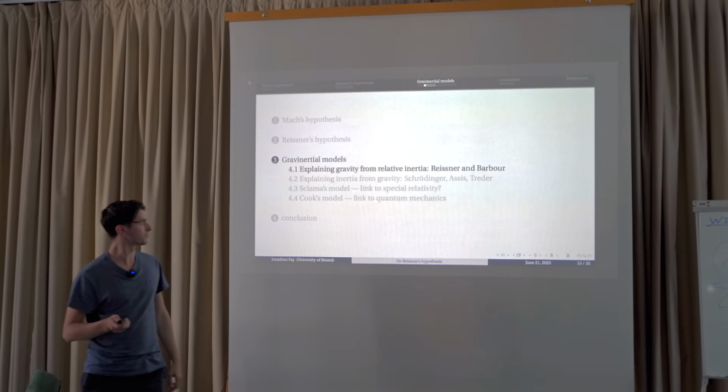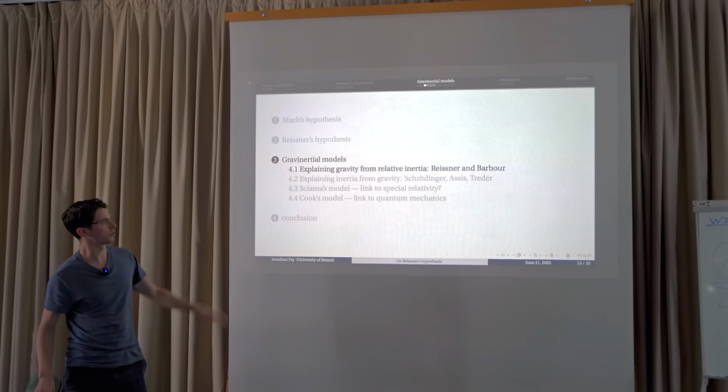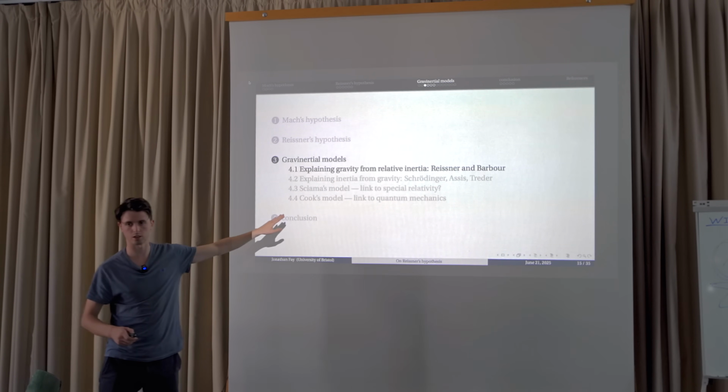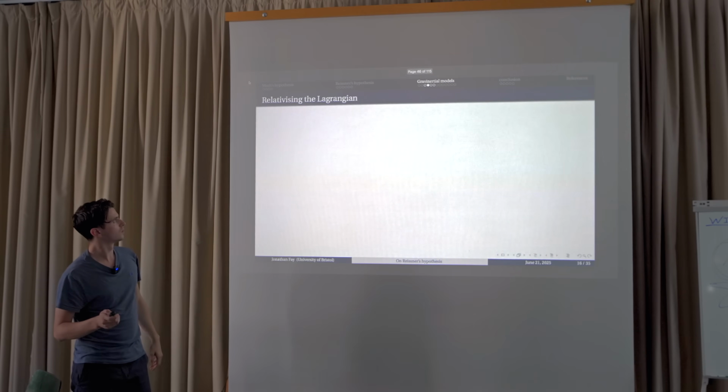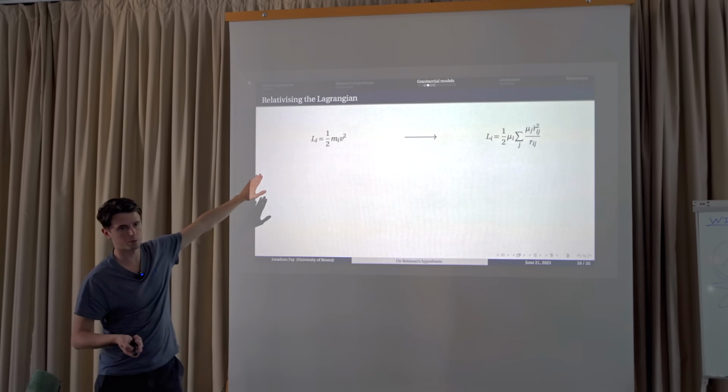Okay, so first of all, explaining gravity from relative inertia. We're going to look at Reisner and Barber's models. We'll look at Cook's, which is related, right at the end. So we have our classical mechanical Lagrangian.